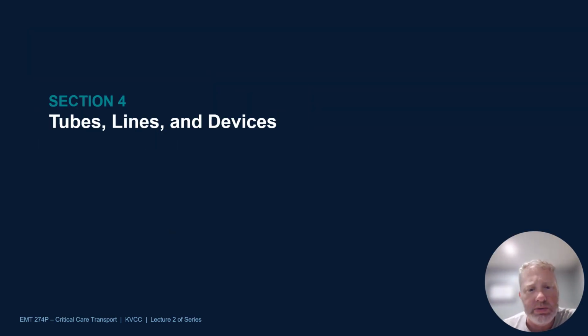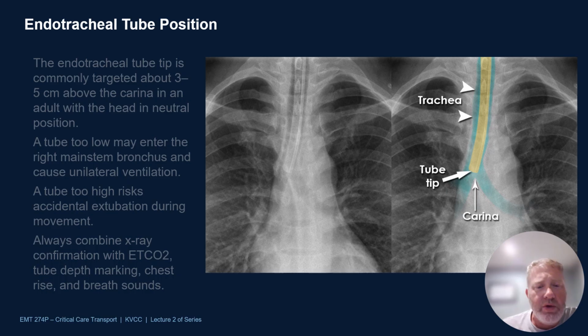Next, we'll talk about tubes, lines, and devices on chest X-rays. These are some of the most important transport relevant uses of chest X-rays, confirming whether the equipment in the patient is actually where it's supposed to be. Whenever you have a patient who is intubated, the ET tube position on the chest X-ray is very important, but so is capnography. Capnography is essential in making sure that the tube is in the right spot and stays in the right spot.